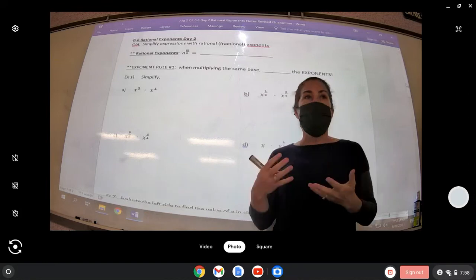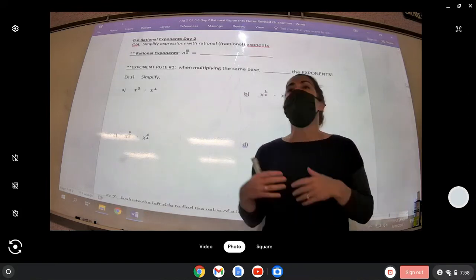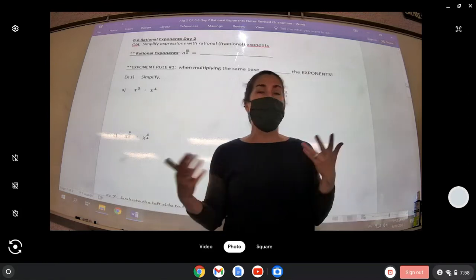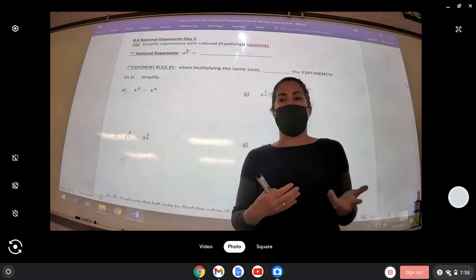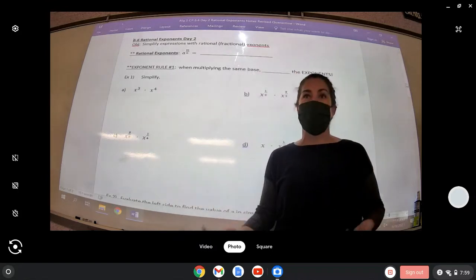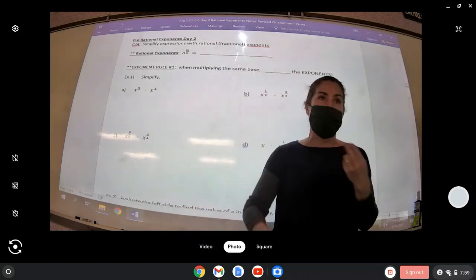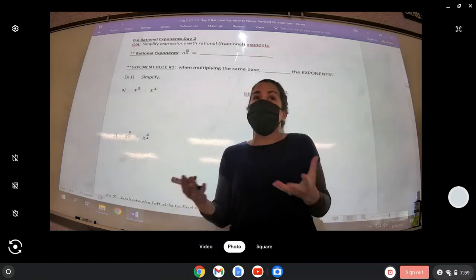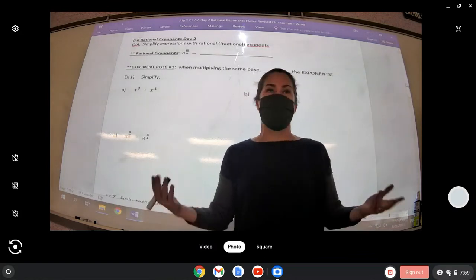So remember, there were rules that told us to add our exponents, there were rules that told us to subtract our exponents, and then there were rules that told us to multiply our exponents. Except now you're going to have to do all those rules, but your exponents will be fractions. So you have to add fractions, you have to subtract fractions, and you have to multiply fractions. So it's still pretty basic. It's just we keep having to work with fractions.